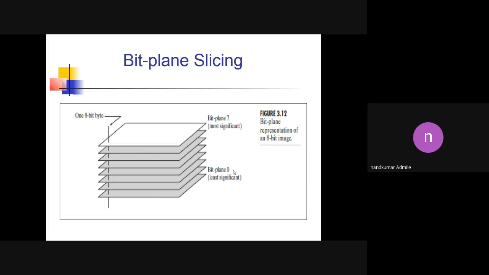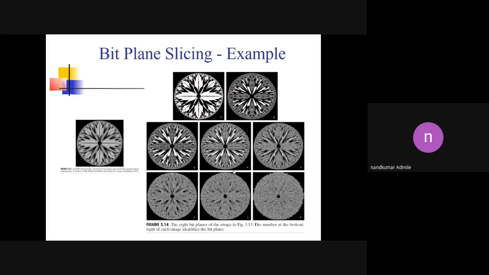By using bit plane slicing, we can divide the image into its individual planes. Similarly, if the image is 24-bit, then the bit planes are 0 to 23. So by using bit plane slicing, we can consider the individual plane of an image.